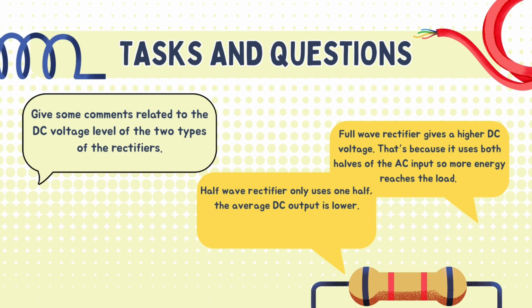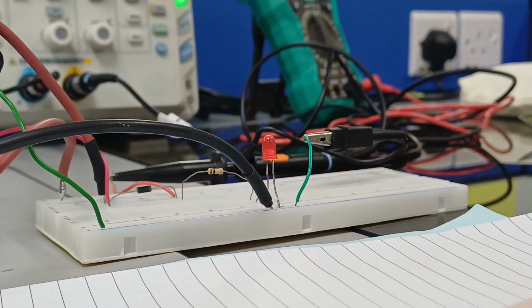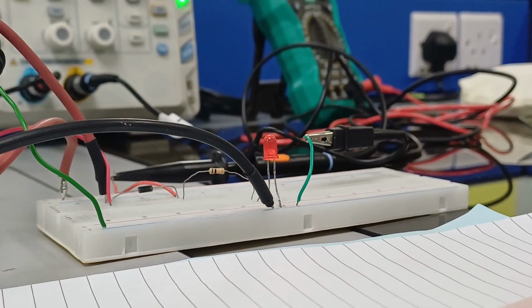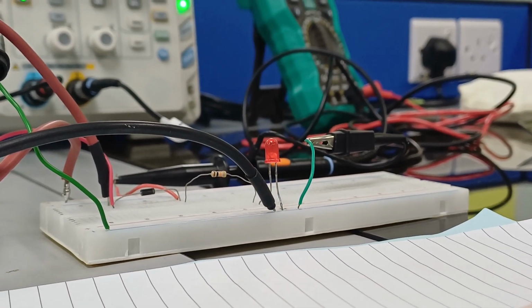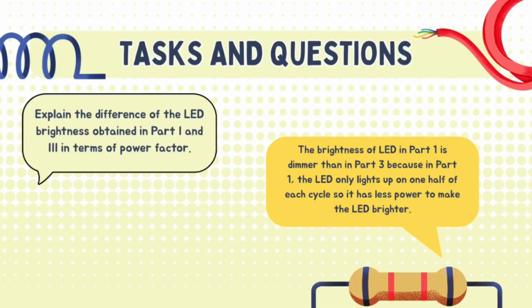Here, the full-wave rectifier gives a higher DC voltage. That's because it uses both halves of the AC input, so more of the energy actually reaches the load. Meanwhile, the half-wave rectifier only uses one half, so the average DC output is lower, just like we can see from this formula. As we can see, the brightness of the LED in part 1 is dimmer than in part 3, because in part 1, the half-wave rectifier, the LED only lights up on one half of each cycle, so it is dimmer and has less power to make the LED brighter.